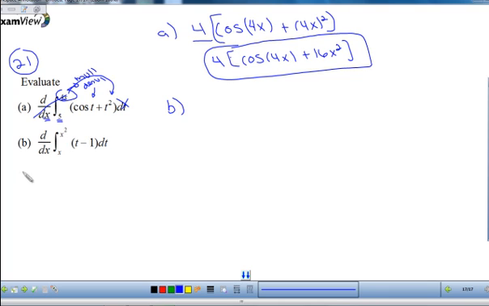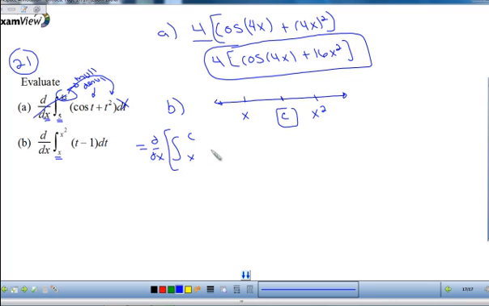For b, I'm also taking the derivative of an integral. The problem is that my bottom number, my lower limit, is not a constant. So what I'm going to do is make it into a constant. I'm going to assume that x is smaller than x squared, and I know between there's a constant. So I'm going to break this apart into two integrals. So I'm going to have from x to c of t minus 1 dt, and I'm going to add from c to x squared of t minus 1 dt.